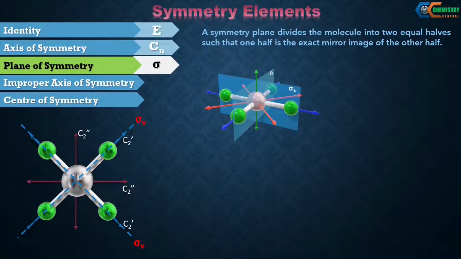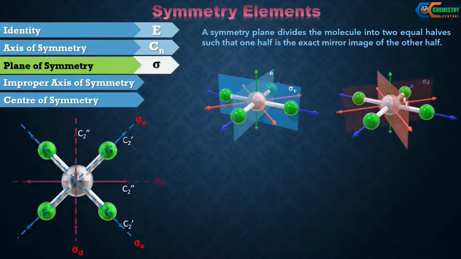This ion can also be divided into two equal halves through the middle of each edge of the square planar arrangement, as shown by brownish lines. These planes are also parallel to the principal axis but contain only one atom, that is the central platinum atom, and also pass in between two subsidiary C2 axes. So these are called dihedral planes, that is sigma d.